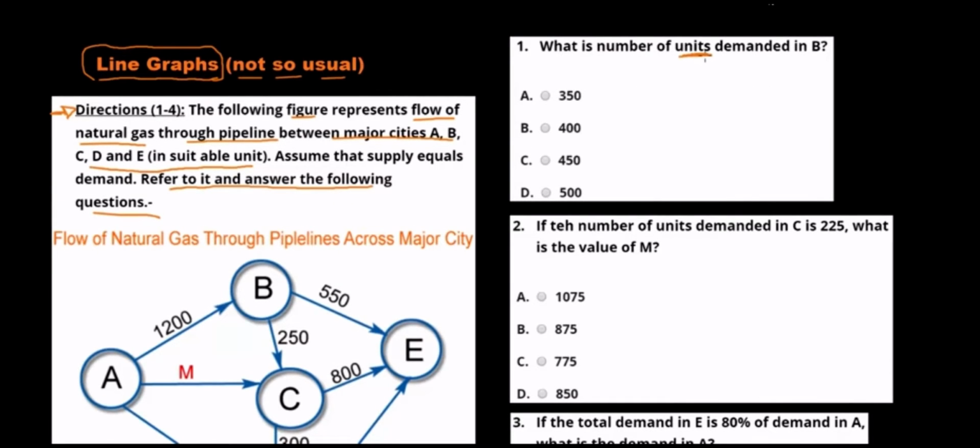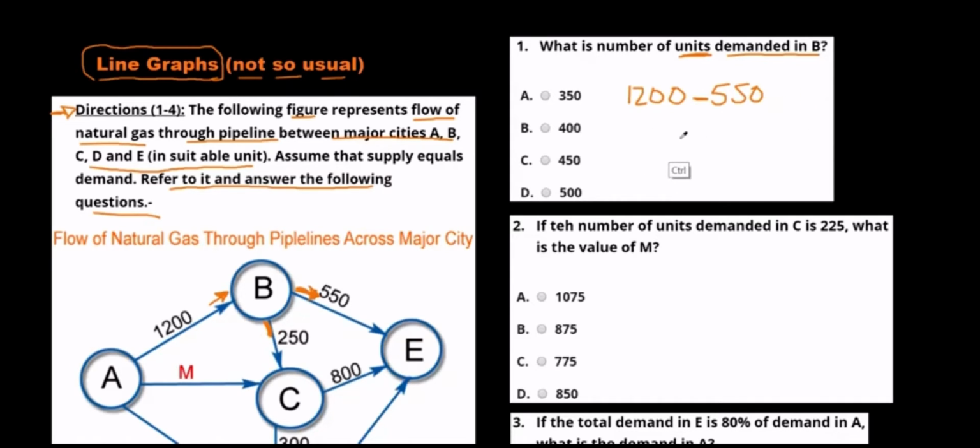What is the number of units demanded in B? So what's the demand of number of units in city B? If you take a look, this is city B over here. How many units are coming in? 1,200 units are coming in. Let me write it, 1,200 over there. How many units are leaving city B? Anything else coming in? No. So I'm going to focus on how many units are going out. 550 units are leaving city B. And anything else leaving city B? Yes, there's a 250 that's leaving city B.